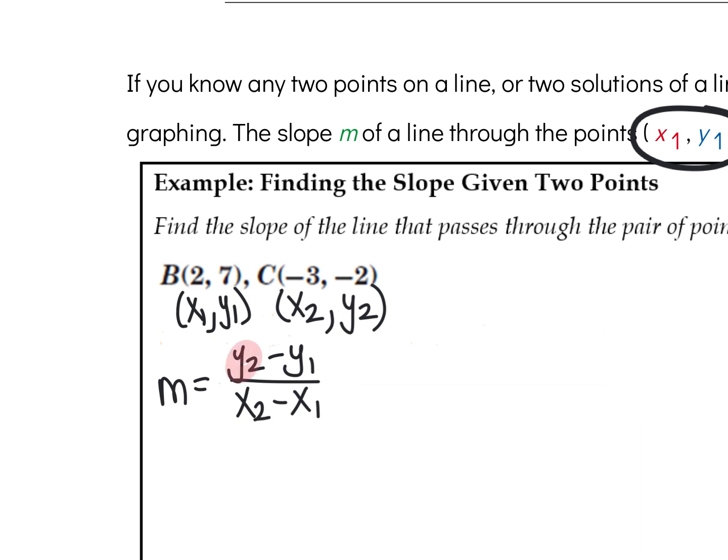So for my y2, I'm plugging in the y value of my second point, -2. Then I'm going to subtract the y value of my first point. So y1, the y value of my first point is 7. Then all that's divided by the x value for my second point, x2, which is -3, minus the x value for my first point.